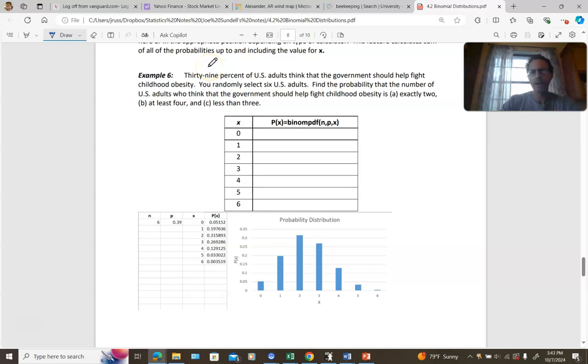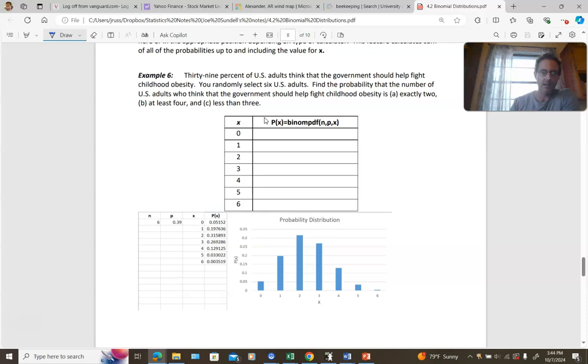It says 39% of U.S. adults think that the government should help fight childhood obesity. You randomly select 6 U.S. adults, so find the probability that the number of U.S. adults who think that the government should help fight childhood obesity is exactly 2, at least 4, and less than 3. Okay. Well, we can go ahead and find this binomial probability distribution. Okay, we could complete this, but we could also use that binomial cumulative density function.